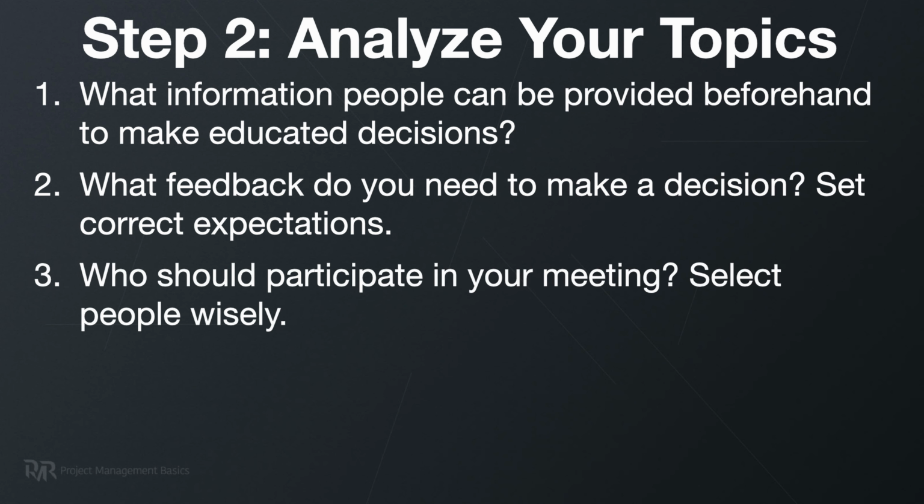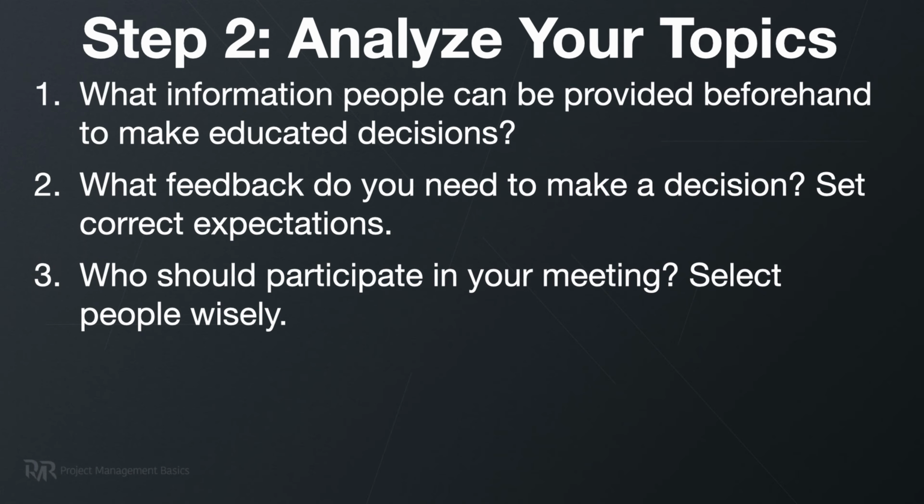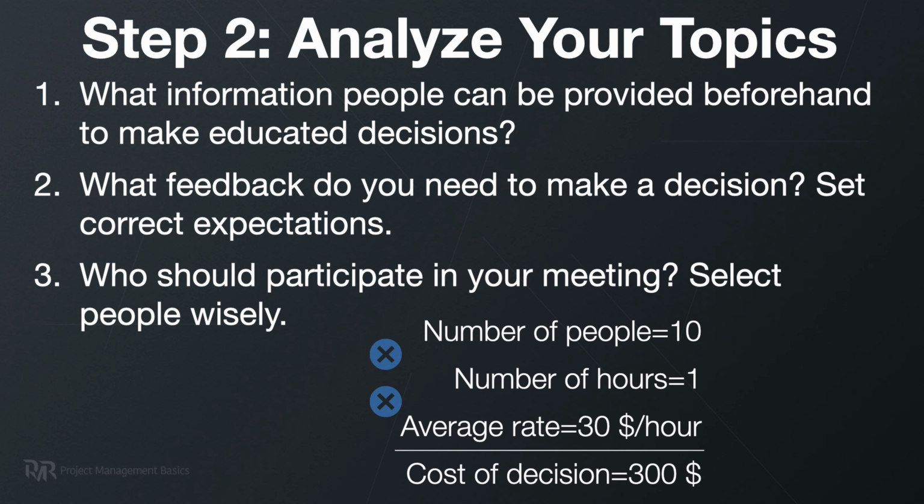Based on the previous 2 points, you need to make the most important decision. Who should participate in your meeting? Never send an invite to the whole team or all stakeholders and make them make a decision. You should always keep in mind the cost of a decision on your project, and you can easily calculate it. For example, if you have 10 people on a meeting for 1 hour, you can multiply that by their average rate. For example, they have $30 per hour, and that means one decision costs you $300.